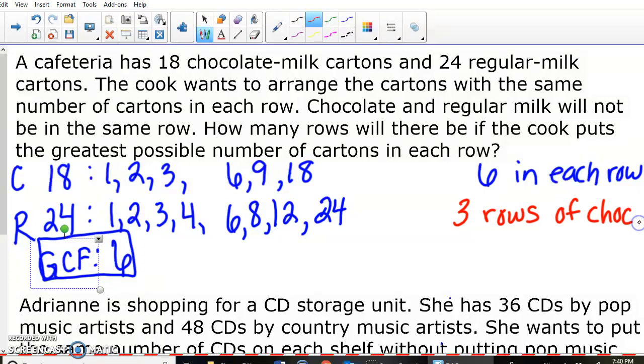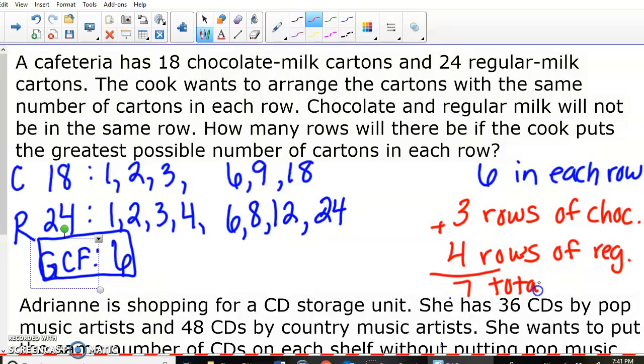Okay, and if I do the same with my regular milk, I've got 24 total, and I'm going to put 6 in each row. So 24 divided by 6 gets me 4 rows of regular milk. Now the question asks us how many total rows will there be? Well, 3 rows of chocolate, 4 rows of regular gets me 7 total rows.